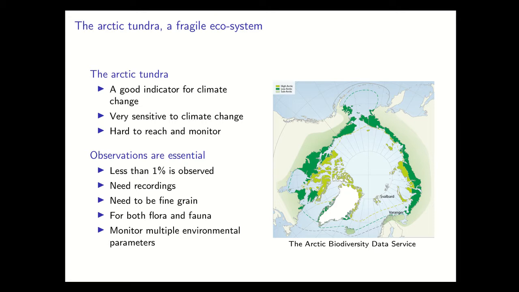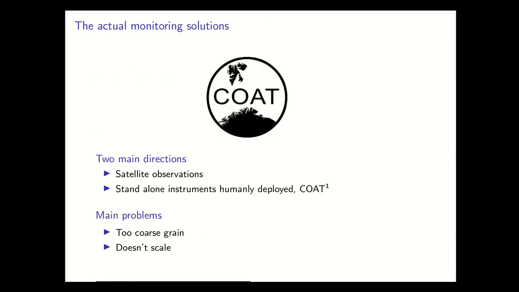So the actual solutions that are deployed, one of them actually is Kuwait, our collaborators on the DEO project. And in this project, they have two main directions. The first one is done by satellite observations. And the second one, more coarse-grained, is standalone instruments deployed by humans. And in this case, by ecologists wanting to have some observations done on the ground.